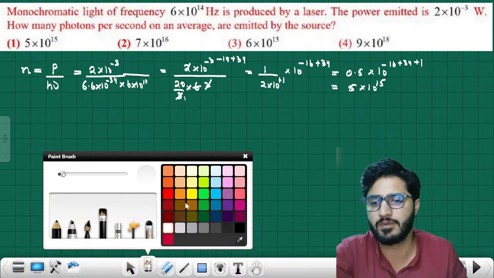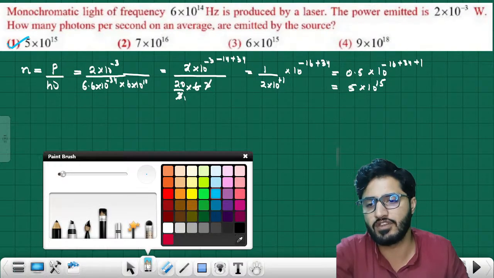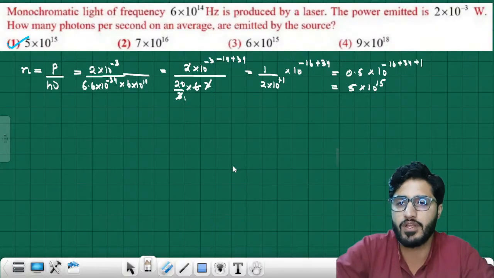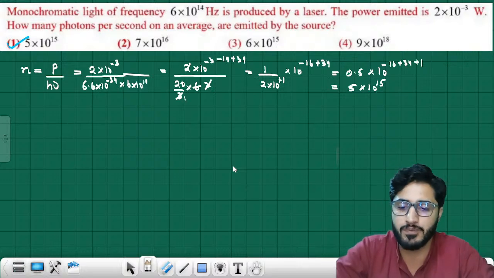Option number A is the correct one. Easy calculation, easy numerical, but you need to think about which particular equation you need to use: whether you can use P lambda by hc, or you can use P divided by h nu.